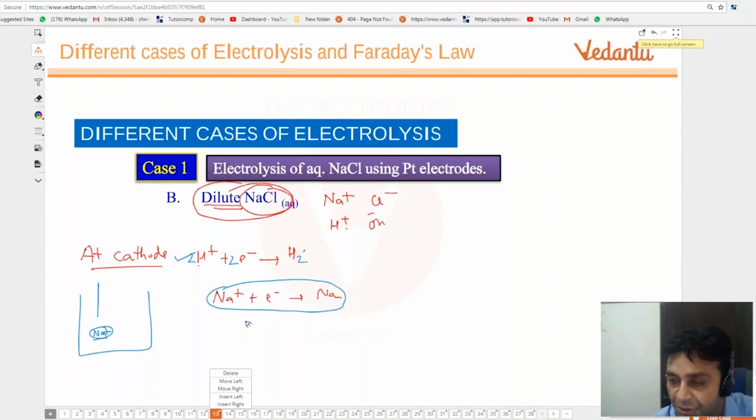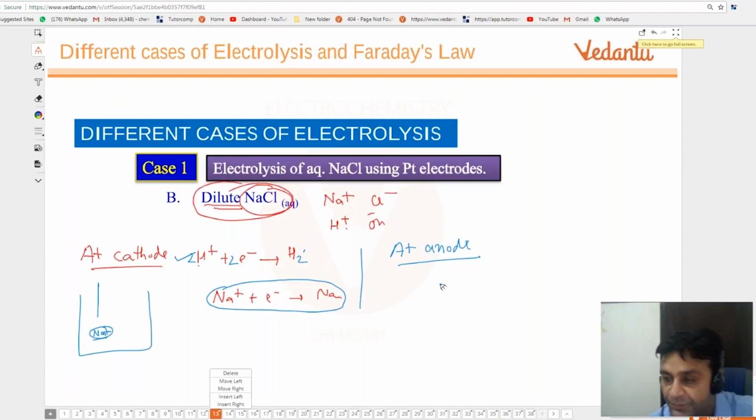Are you getting me? Yash? Akash? Neha? Everyone? Right. Now I go to the anode part. Now let me know what will be discharged. Cl negative ion or the OH negative ion? Yes, Ruja? Which will be discharged? OH ion.